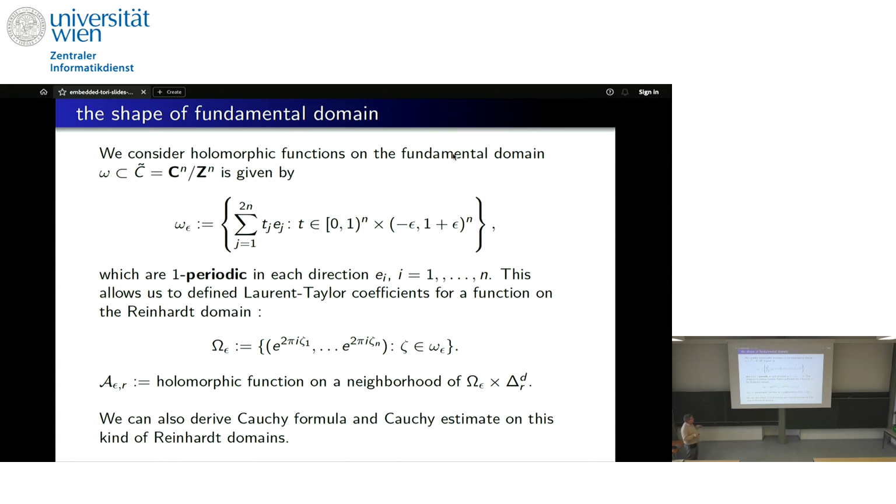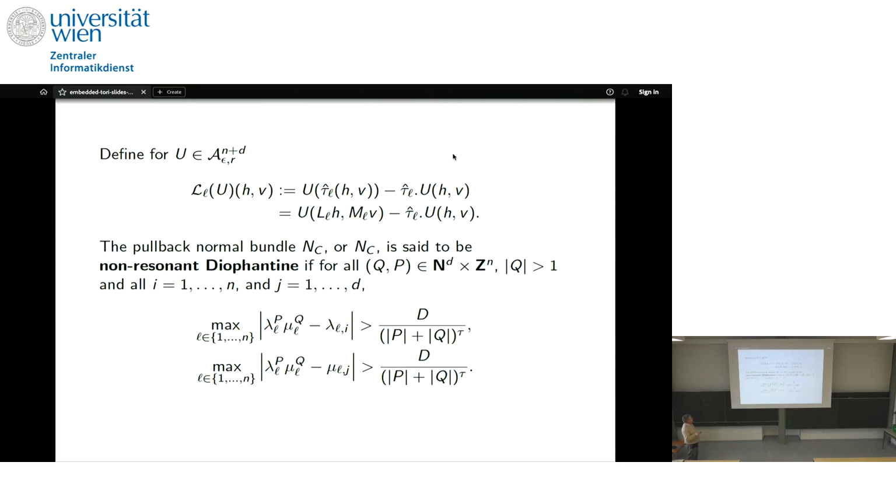So these are Reinhardt domains and so on, but you need to do some calculus on that, like the Cauchy transform and Cauchy estimates and so on, which are a bit non-standard on that kind of domain. Okay, so you are dealing with holomorphic functions which are one-periodic in the first two coordinates. And so at the end, okay, so now we are going to the problem.